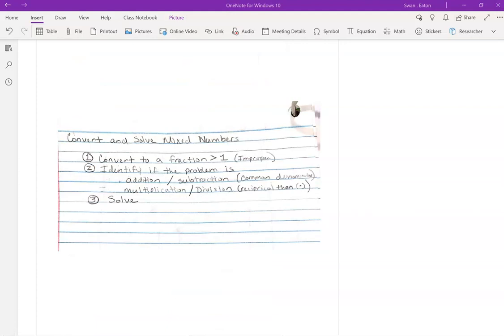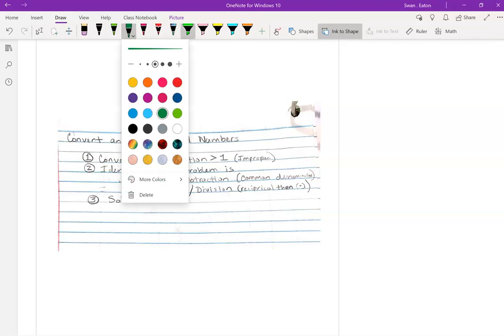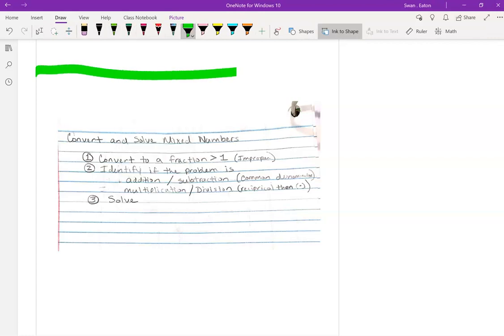Thank you for coming back. Now I want you to add this section to your notes. Make sure that you draw a boundary line between the above notes and this set of notes, because this is a whole other thing.